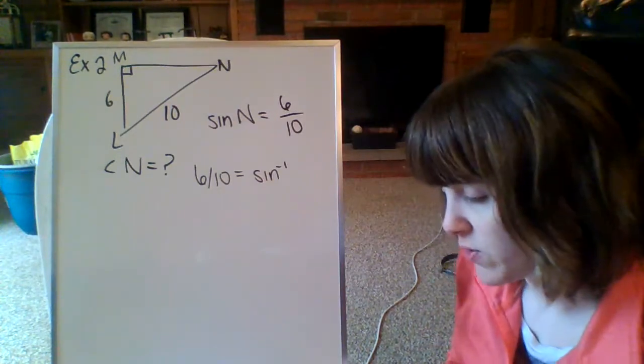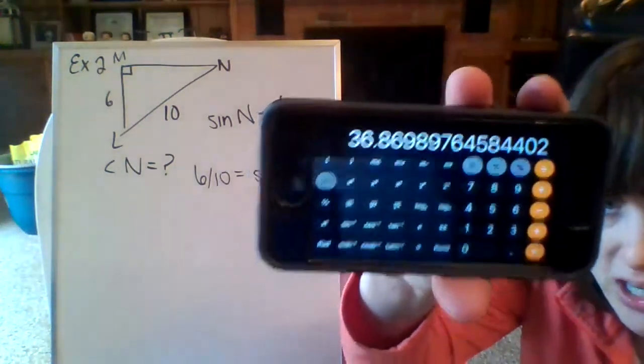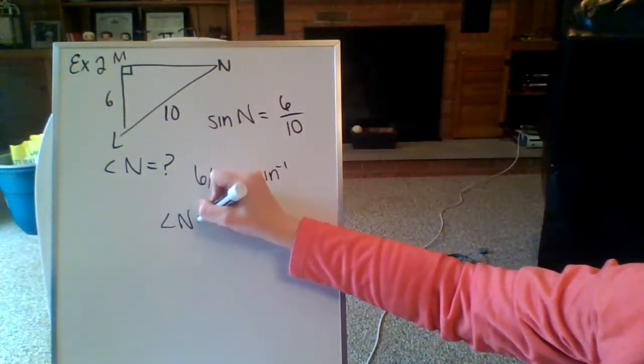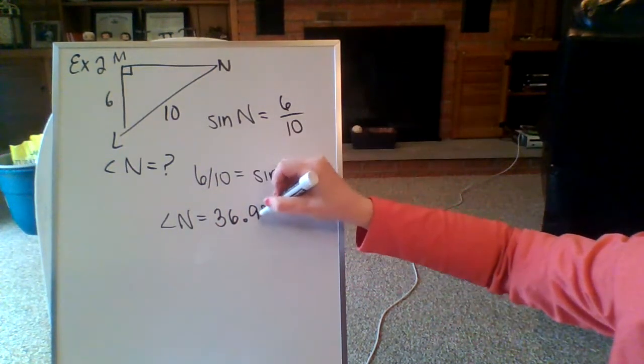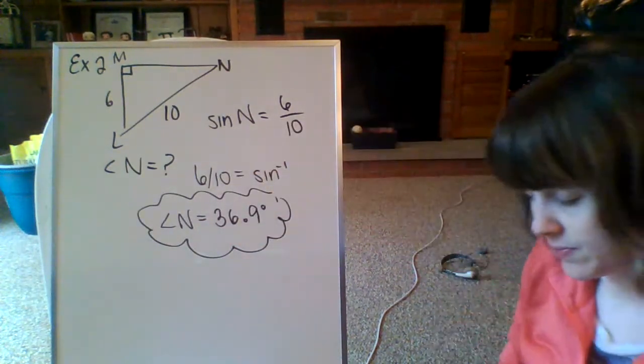So 6 divided by 10 equals, and then you want sine inverse. And we're going to round to the nearest tenth. So this is what I got, 36.9. Okay, so angle N equals 36.9 degrees. Okay, so that's it.